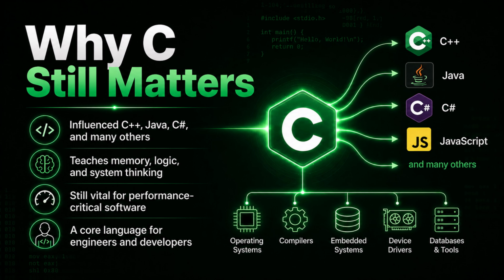C still matters because it teaches how computers really work. Many modern languages hide memory and hardware details from the programmer. That makes them easier to use, but it also means beginners may not understand what happens underneath. C shows you memory, pointers, data types, functions, and system-level thinking. It teaches discipline because the programmer has more responsibility. C also influenced many major languages, including C++, Java, C#, JavaScript, Go, and others. Their syntax and structure were shaped by C.